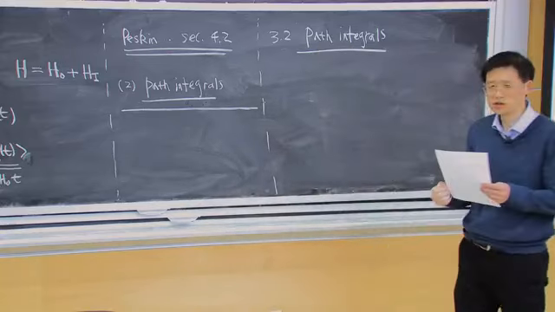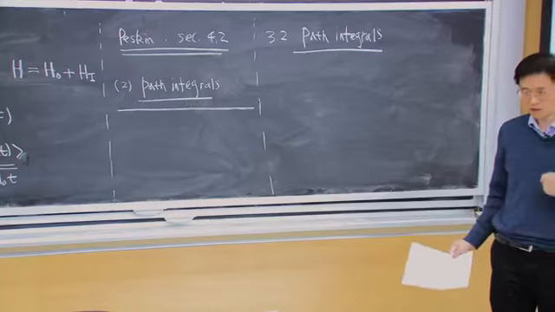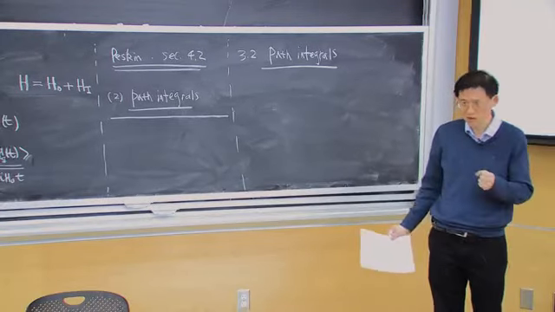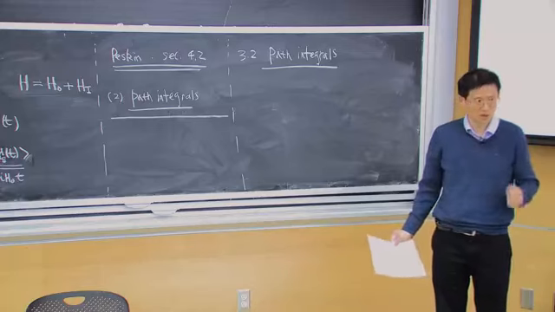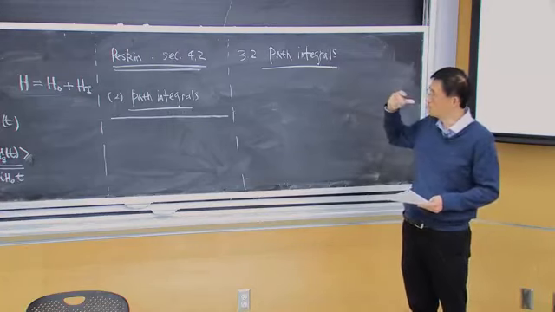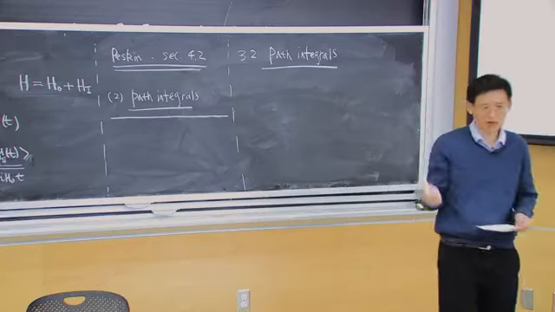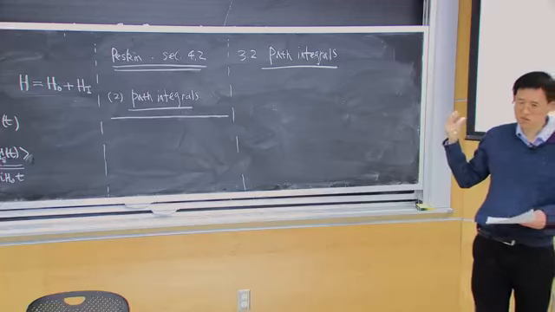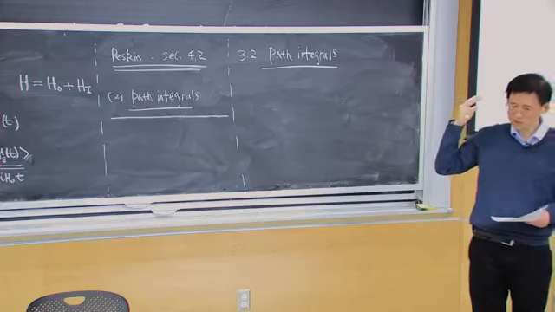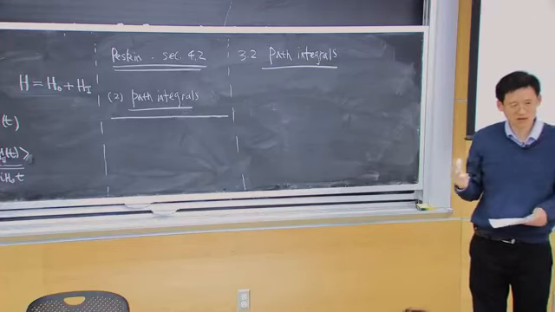So path integral is an alternative way to formulate quantum mechanics. It's equivalent, say, to the Schrodinger equation or Heisenberg equation. It's equivalent to your standard way of thinking about quantum mechanics. So path integral gives you a better conceptual way. For non-relativistic quantum mechanics, most of the time, path integral gives you a better conceptual way to think about quantum mechanics.